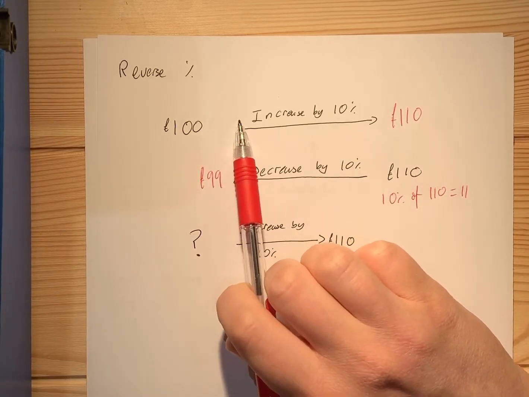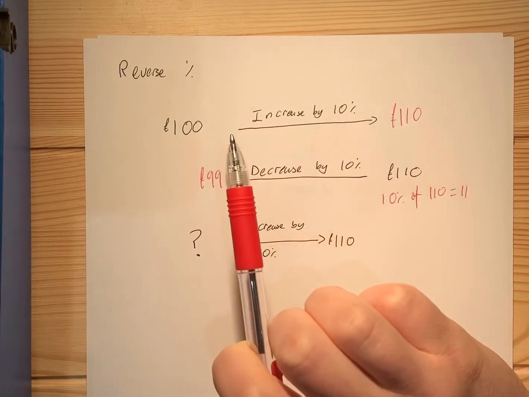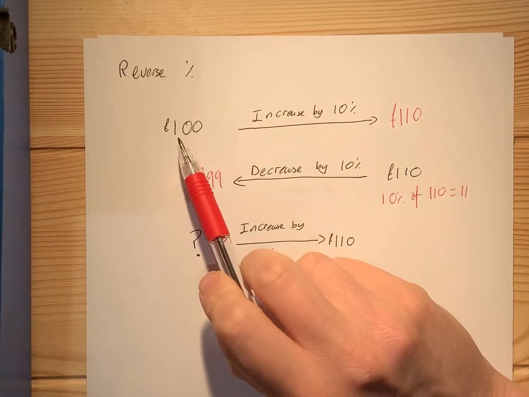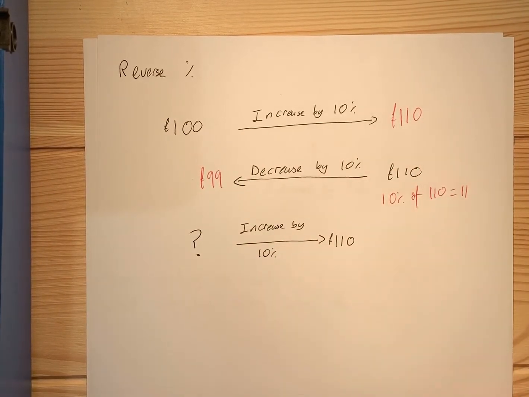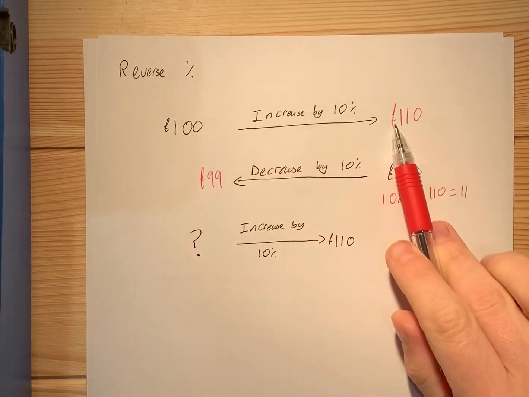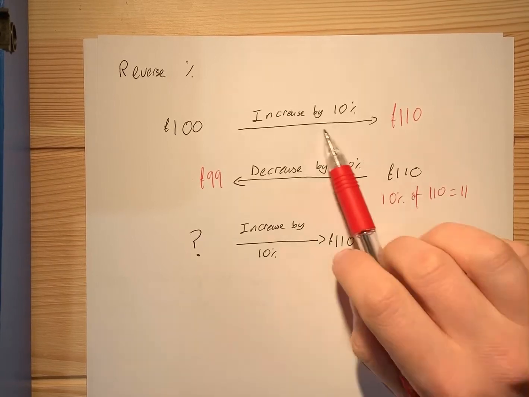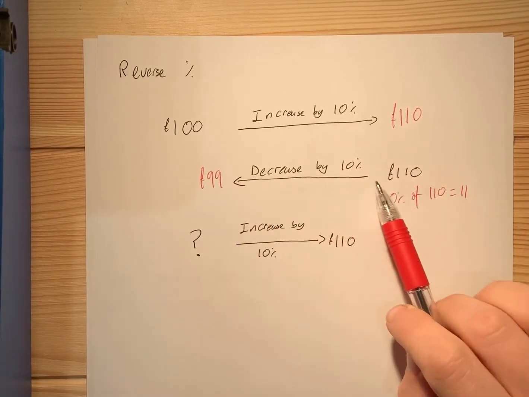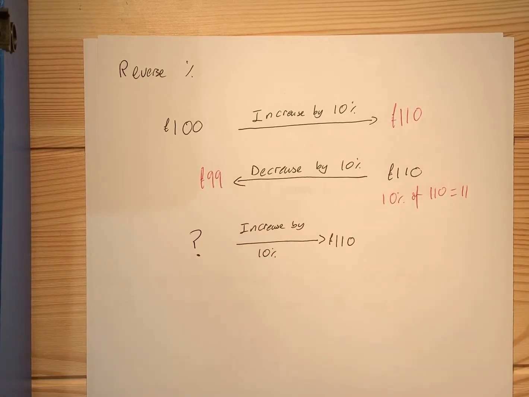The point is, it doesn't take us back to the start. If we increase something by 10%, but then decrease it by 10%, it will not take us back to the start, because 10% of this thing is smaller than 10% of that thing. So just think about that again. £100 increased by 10% gives us 110. If we then decrease 110 by 10%, it gives us 99, because 10% of 110 is 11. It doesn't take us back to the start, but sometimes we do want to be able to go back to the start. And that's what reverse percentages is all about.